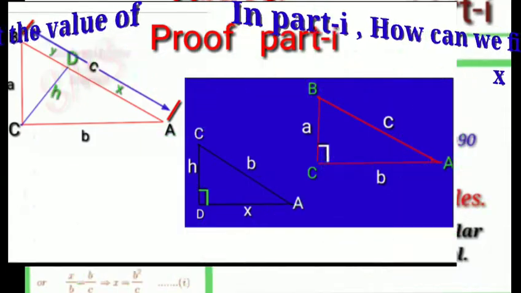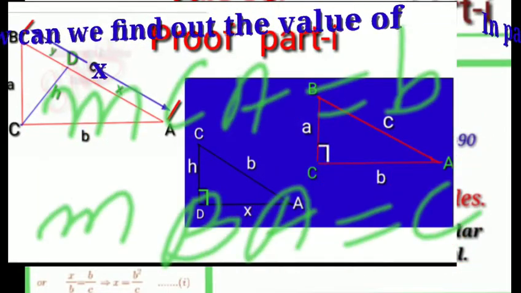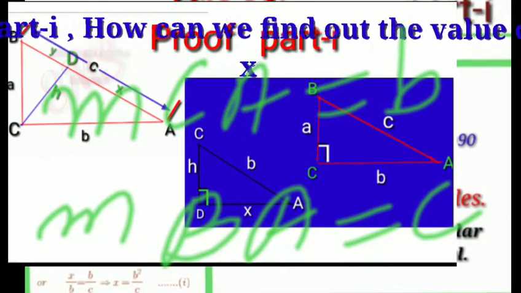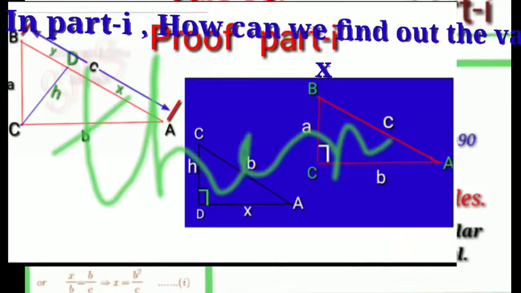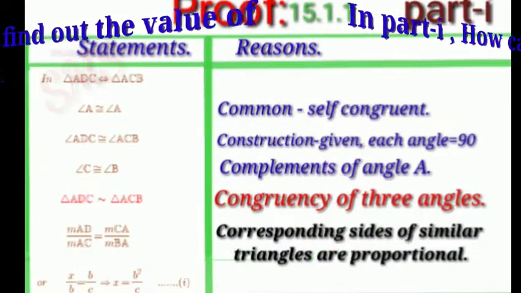For finding x, we take side AD over AC is equal to side CA over BA. We know that side AD is equal to x, side AC is equal to B, side CA is equal to B and side BA is equal to C. Then x over B is equal to B over C, which implies that x is equal to B square over C.